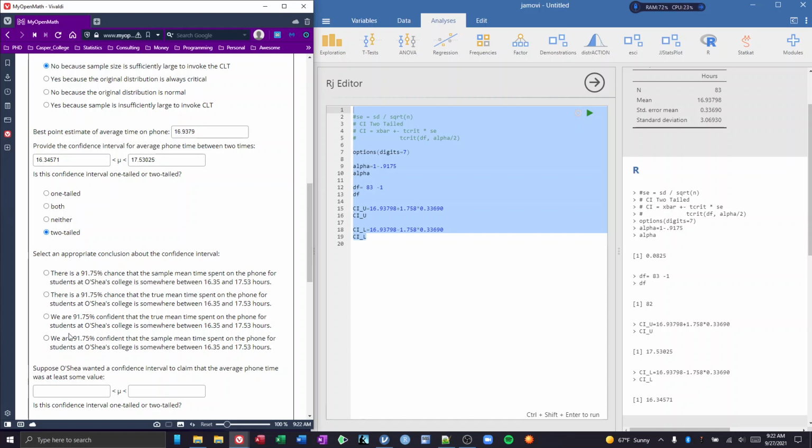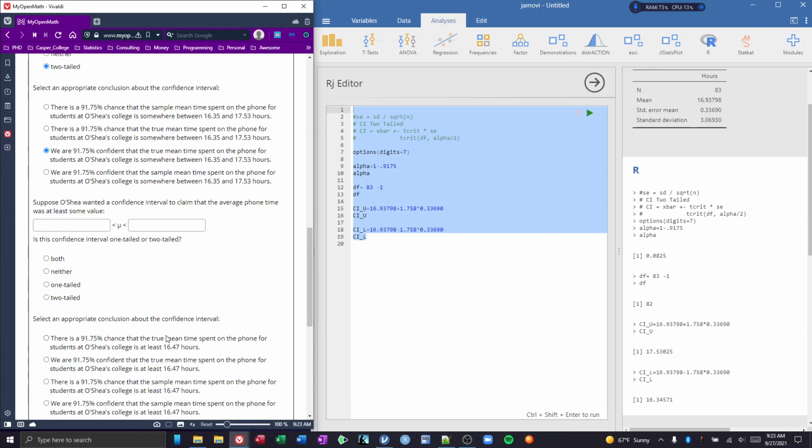This third one is actually what we're looking for. We are 91.75% confident that the true mean time on the phone is in between these two. This is the method that we're going to use to correctly talk about this. We are confident that the true mean has been captured by our net. And then the problem with this one is that we're confident that the net has captured the sample mean. And that one's wrong because when you're doing a two-tailed interval, the sample mean is in the middle of that interval. So anyhow, that one's wrong as well.